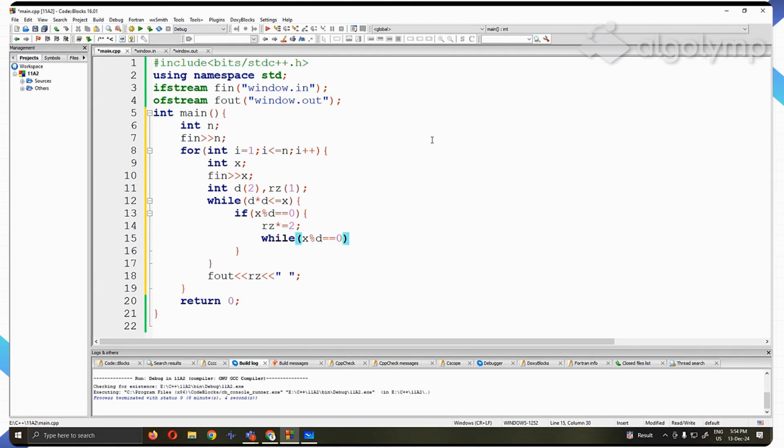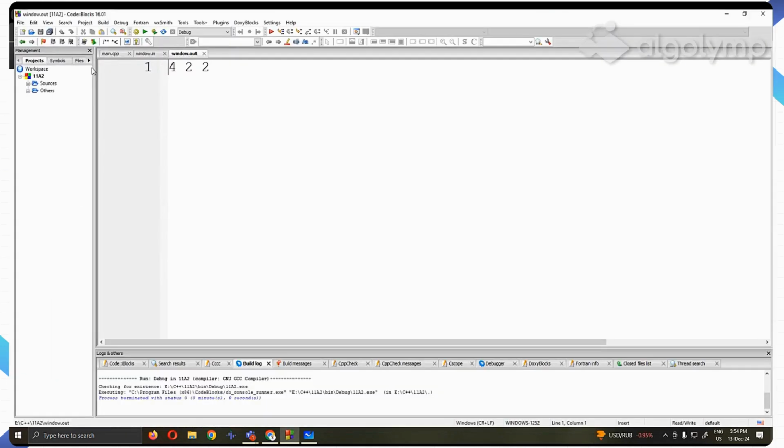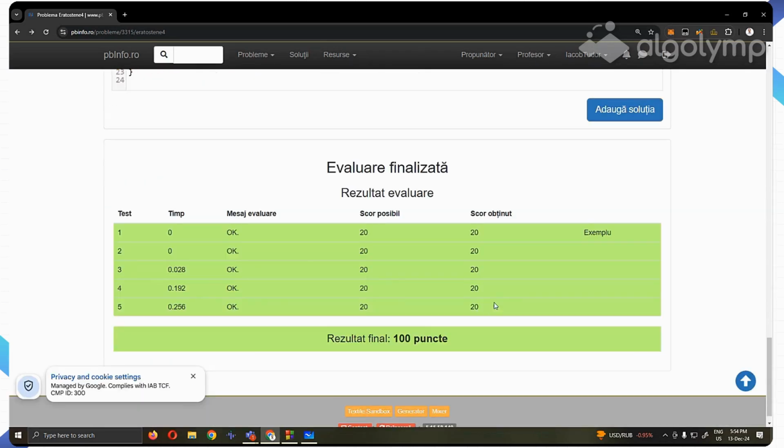And now we want to get rid of all the factors of d from x, while x is divisible by d. And that should work. Not really, because in the end, if x is greater than 1, we multiply the result by 2. Correct? Yes. Okay, I forgot to increment d. Let's see if it works. Okay, it worked.